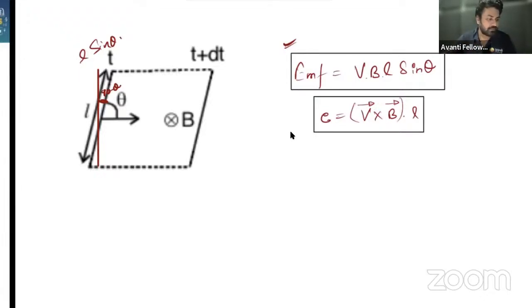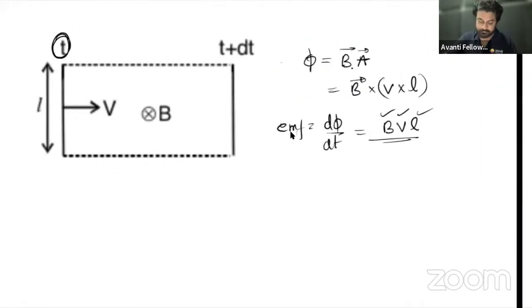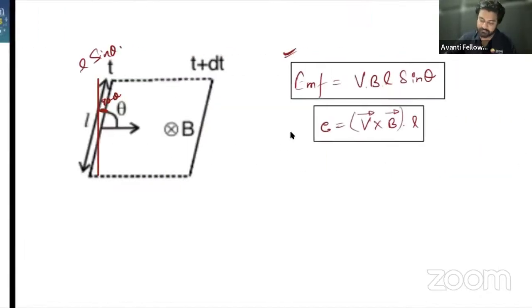Let's move further. Have you noted this? BVL. This is the main formula in scalar and vector form. And how will you determine the direction of positive charge? Right hand palm rule. Point your thumb in the direction of velocity, four fingers in the direction of magnetic field, and the palm will give you the direction of positive.